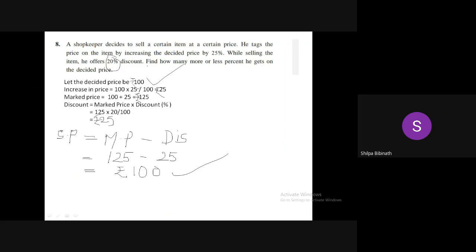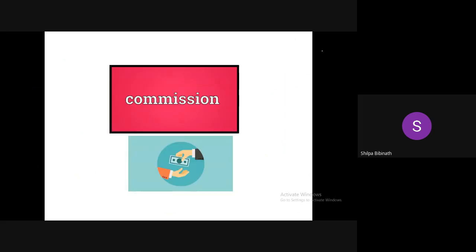This is how you are going to solve the question. So next topic is about commission and rebate. So what do you mean by commission here? Now what is commission? It is a fee paid for the service. For the service done, a small amount of fees, usually in percentage.